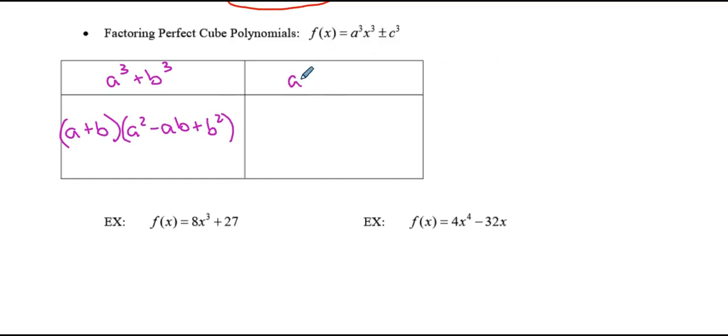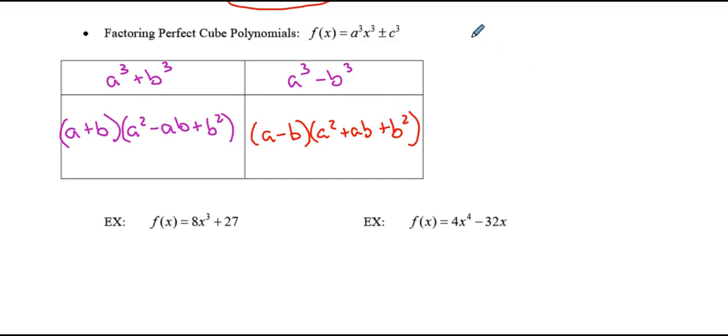Whereas if it was a to the third power minus b to the third power, in that case I would get a minus b times a squared plus ab plus b squared. So these are two different forms of factoring perfect cube polynomials, your two possibilities.